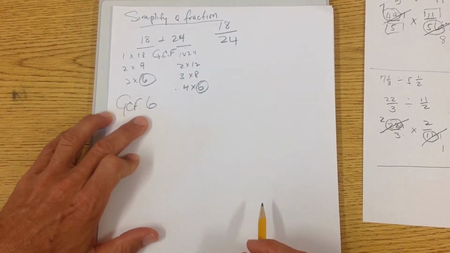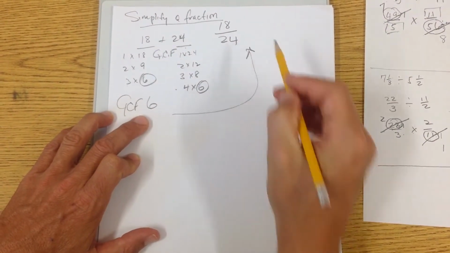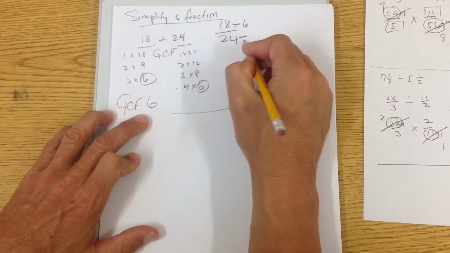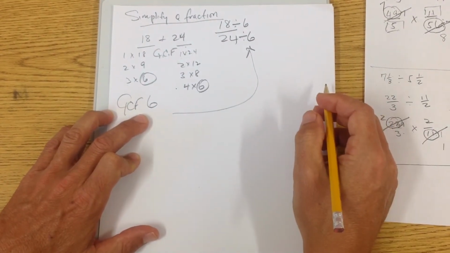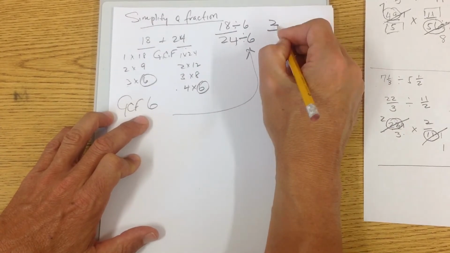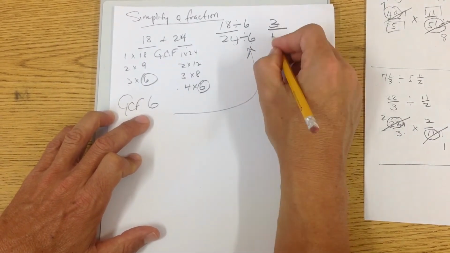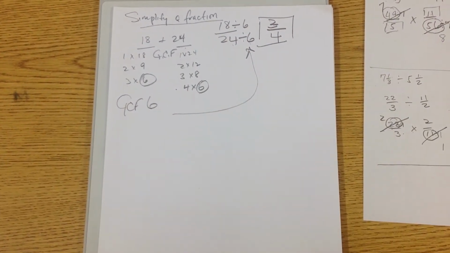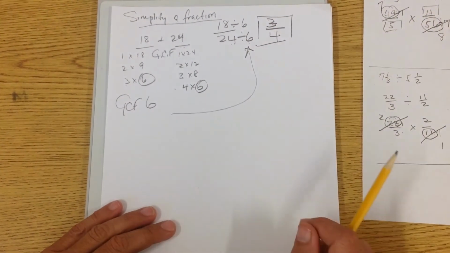Now let's use the GCF to come back up over here and simplify. How do we do that? We divide both numbers by the GCF. 18 divided by 6 is 3, and 24 divided by 6 is 4. So 18/24 in its simplest form is 3/4.